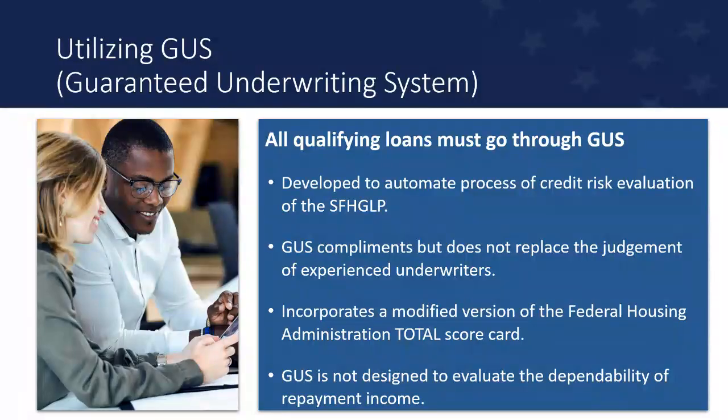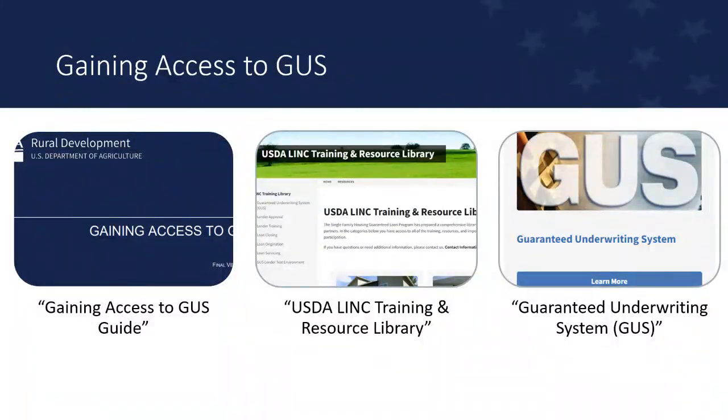GUS incorporates a modified version of the FHA total scorecard, but does not evaluate the dependability of repayment income. We count on the lenders to make sure all file submissions have been reviewed by an underwriter to ensure they qualify for our program. So when a file is submitted for final submission, you're telling Rural Development that this file has been underwritten and that it meets Rural Development regulations as spelled out in 7 CFR 3555, Handbook 1-3555, and the GUS findings.